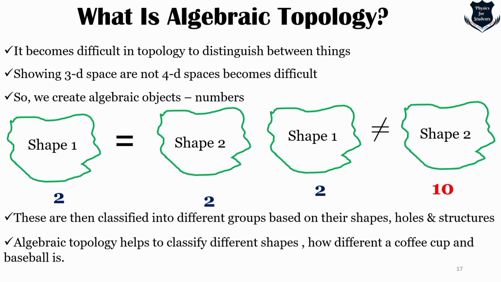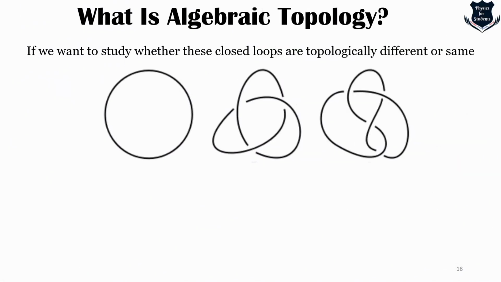So algebraic topology is a way of categorizing shapes. Once we assign a number, and if the same number is produced by the next object, we can deduce that one shape is similar to the other. So from here we can say that if we want to study two closed loops, say, loops of different shapes and sizes, they are topologically distinct only if they cannot be transformed into each other by continuous deformation.